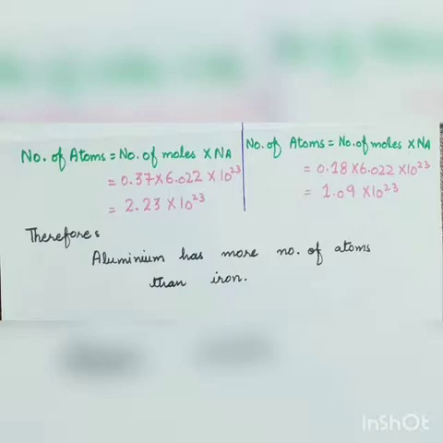So the question was which one has more number of atoms. So our answer is 2.23 × 10^23 for aluminium. So aluminium has more number of atoms than iron.